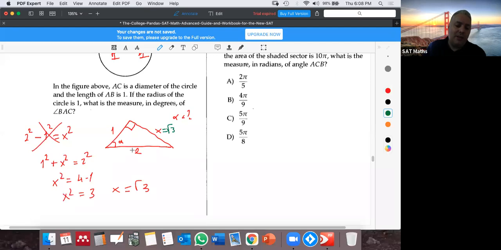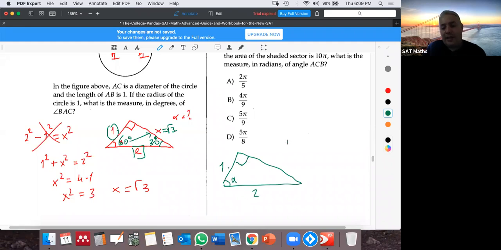Opposite of 90 degrees, 2. Opposite of 30 degrees is half of the hypotenuse, 1. Opposite of 60 degrees is half of the hypotenuse times root 3, which is 1 times root 3. That's it. Finished. Or if you have a calculator, without even using that one: this is 1, this is 2, you want to find this angle.